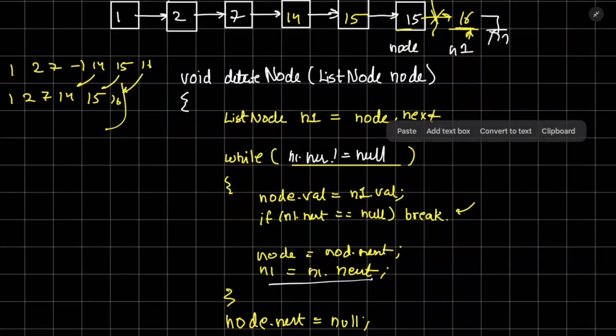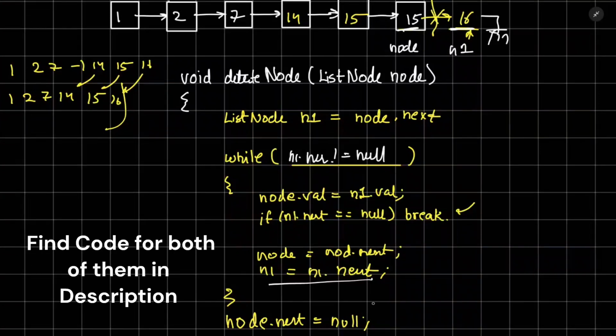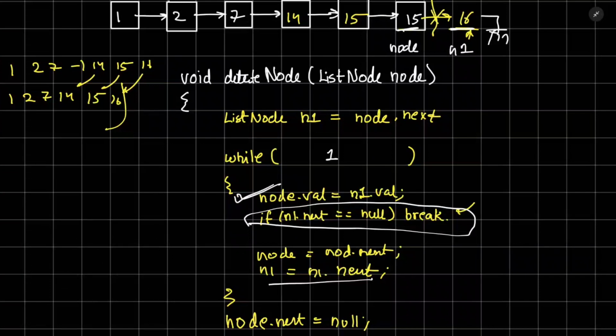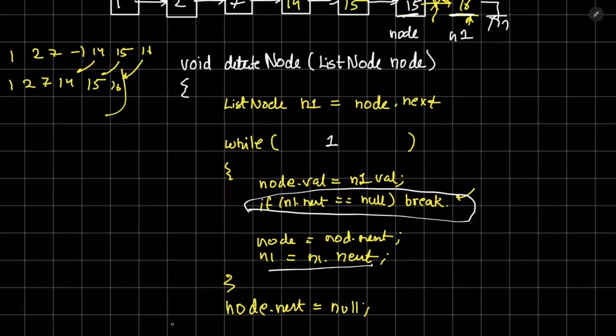Okay, you haven't copied this 16 into the node, so either you do this, and after this loop you write this line again, or what you can do is you can just set this while to 1. What would happen is that this while loop will always be true, and only after this value has been copied, this loop will break. Okay, so that would be the answer to this problem.